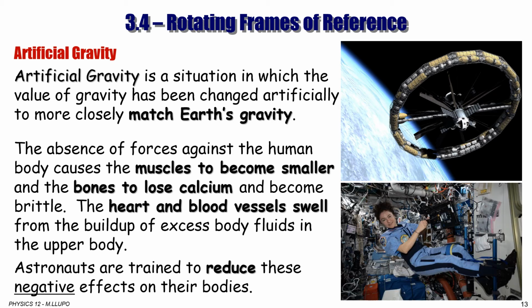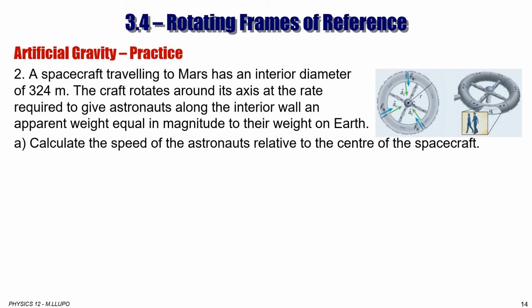So that's why astronauts are trained to reduce this negative effect on their body, because while they are in the International Space Station, they are going to be in that free fall, on that floating mode. So even in the International Space Station, they have training tools to make those muscles stronger and so on.